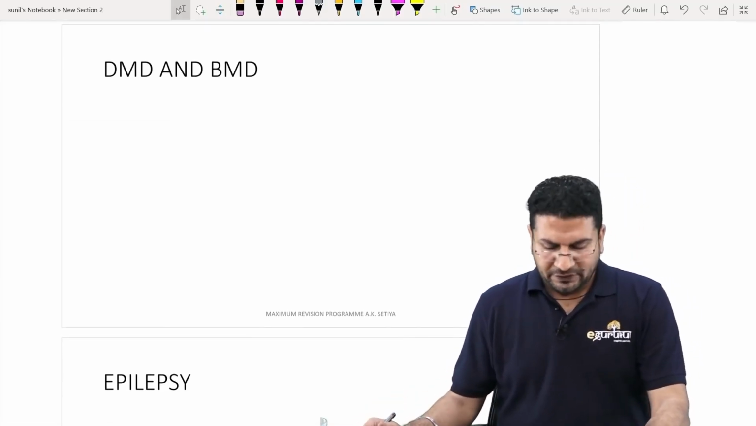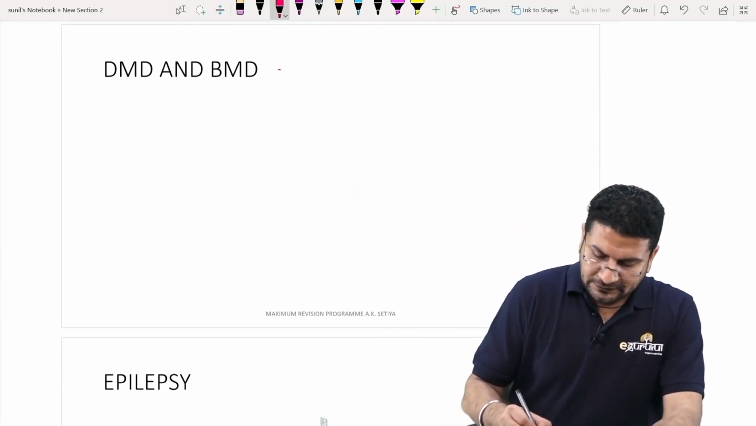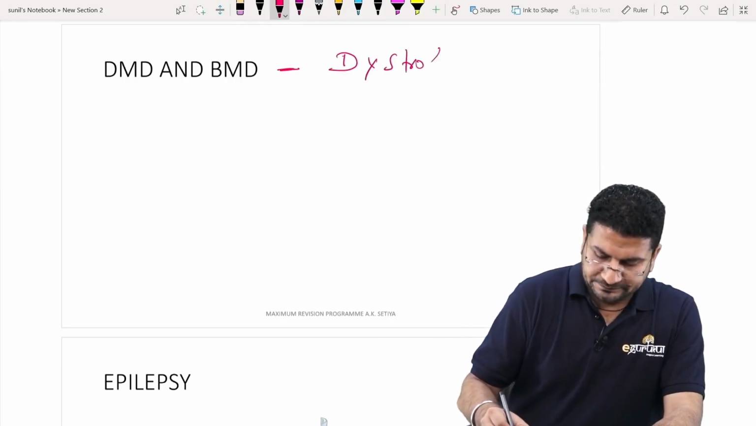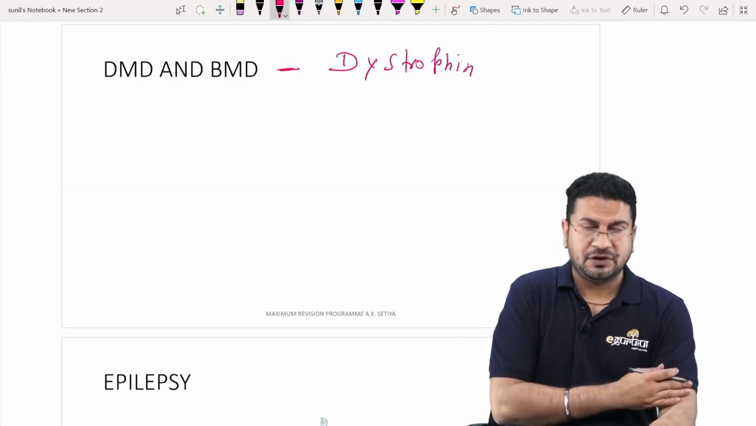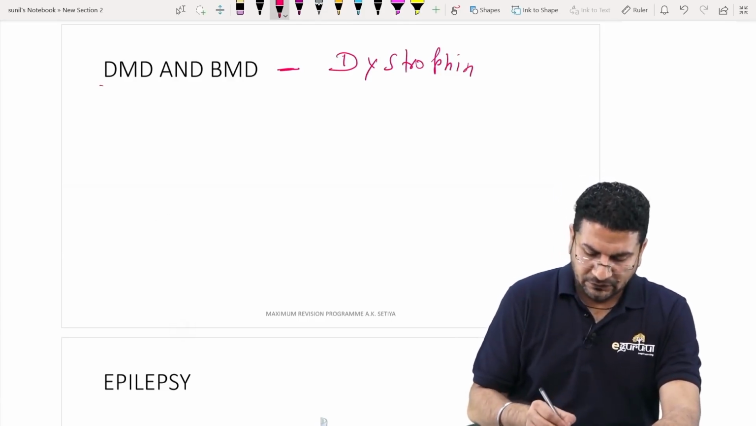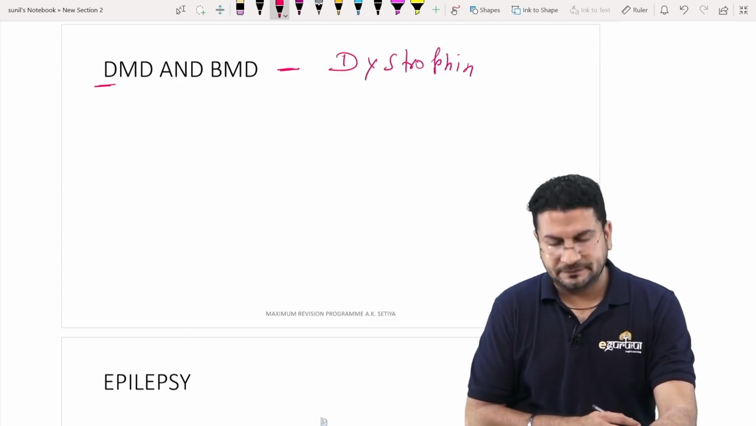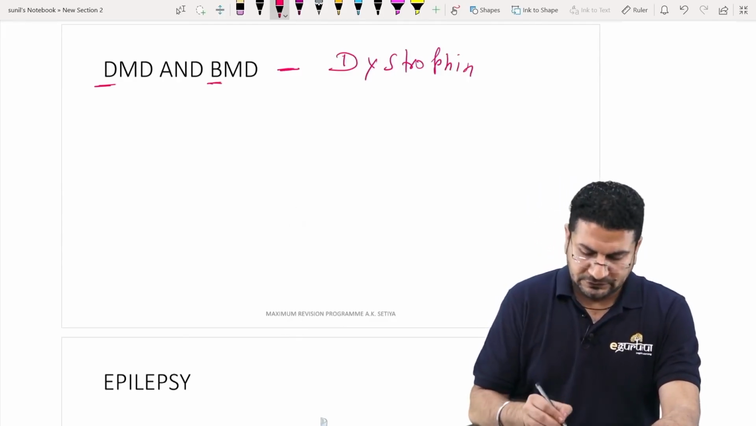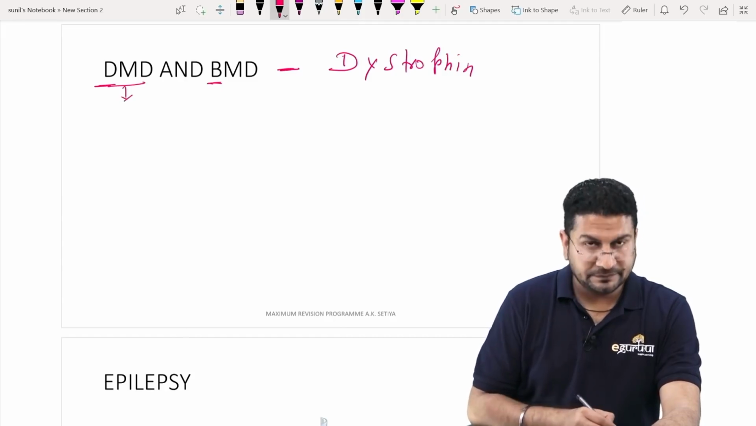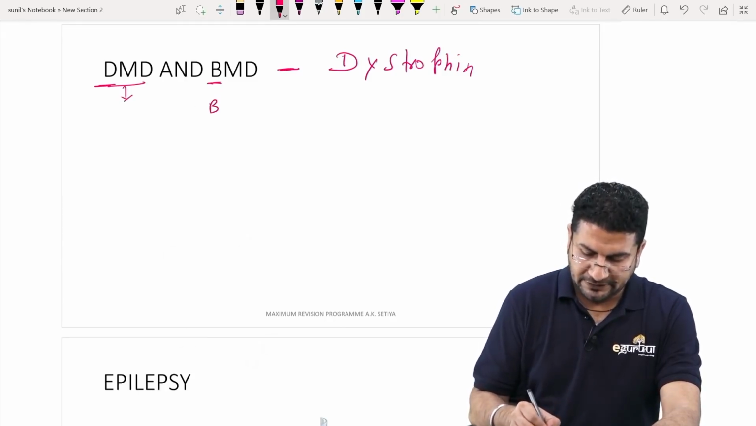Duchenne muscular dystrophy, Becker muscular dystrophy. So understand this. These are two diseases. These are due to a defect in dystrophin. So understand this. Dystrophin is a very important protein for your muscle. So D for Duchenne, D for don't make dystrophin. B for Becker, B for bad quality dystrophin. So here there is no dystrophin. There is bad quality.